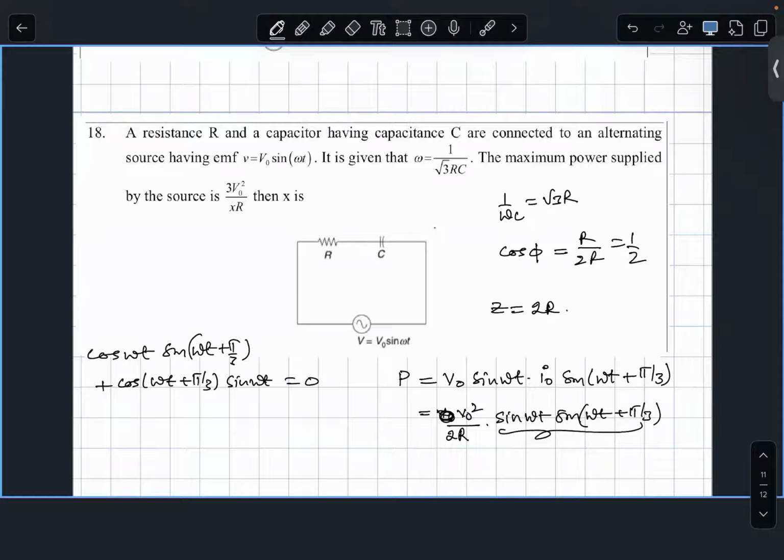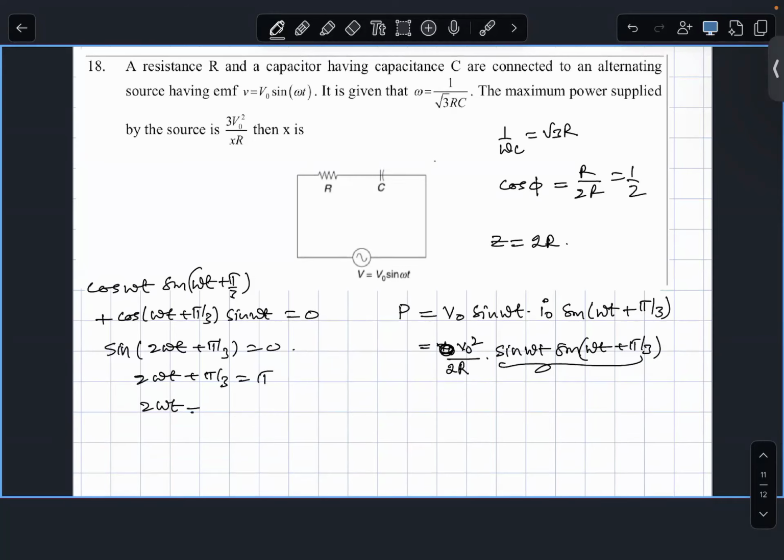డైరెక్ట్ గా తీసేయండి సార్, ఇంటూ బై 2 cos pi/6 minus cos omega t plus pi. Sin 2 omega t plus pi/3 is equal to 0. 2 omega t plus pi/3 is pi. 2 omega t is 2 pi/3. Omega t is pi/3. Therefore, the answer is V naught square by 2R sin 60 root 3 by 2 and sin 120.